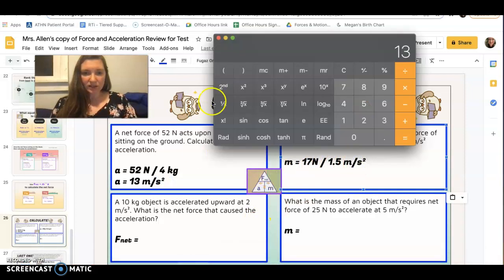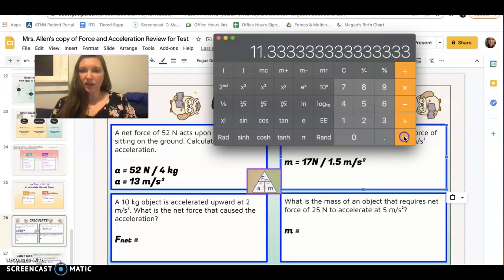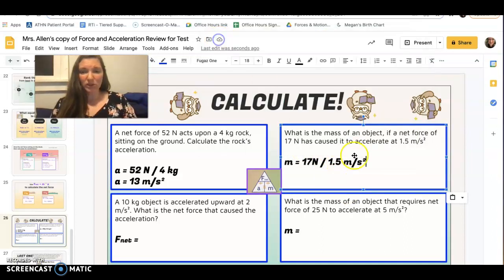So 17 divided by 1.5. It's going to be 11.3. And again, we do not need to worry about all of these threes. I see that the information that we're given goes to the tenths place, so that's as far as we're going to go here, just 11.3 kilograms.